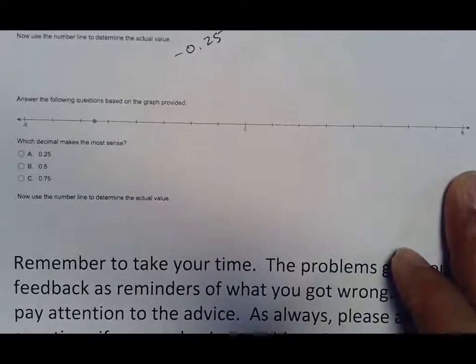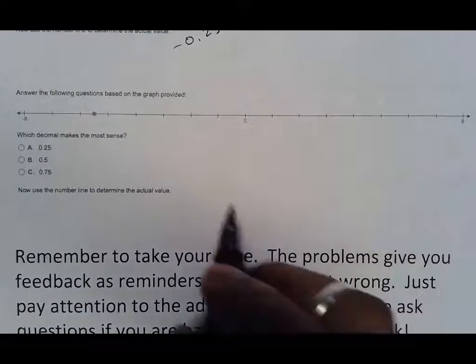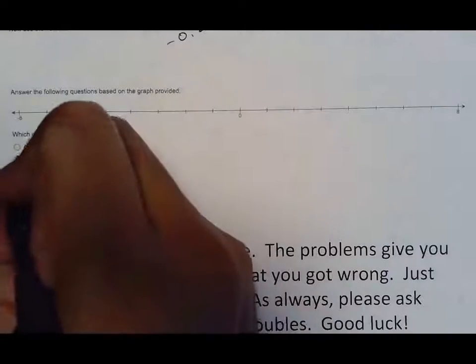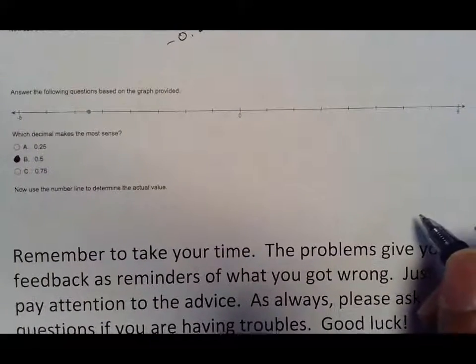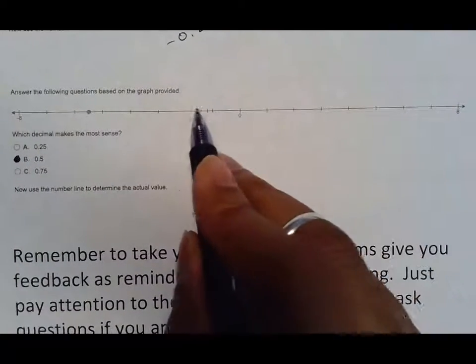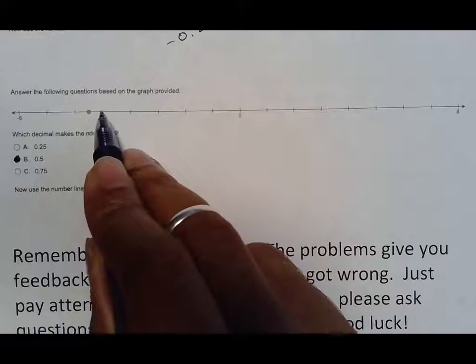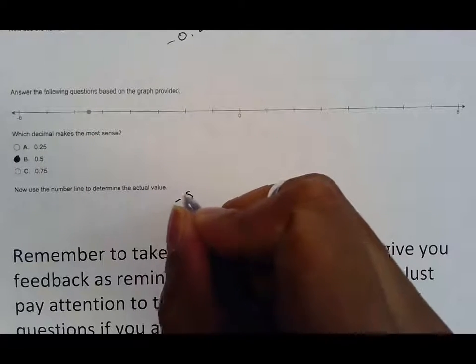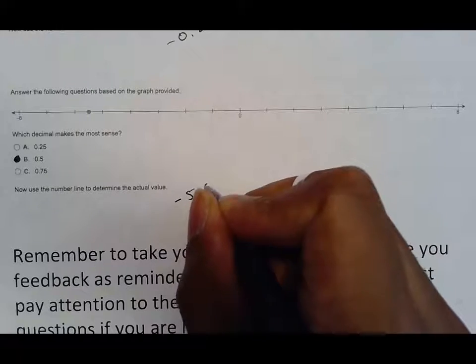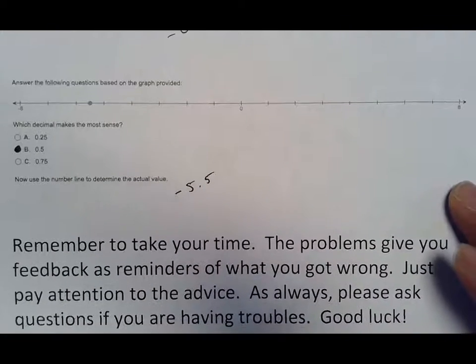And the last one before we wrap this up, that is definitely a half. Like I said, halves are easy to see once you get used to it. And then we count from here, 1, 2, 3, 4, 5 and a half. So it's negative because we went left, 5.5. Just remember to take your time.